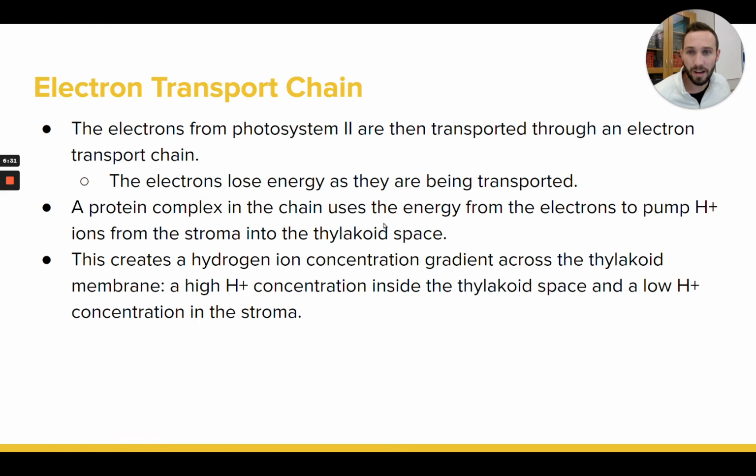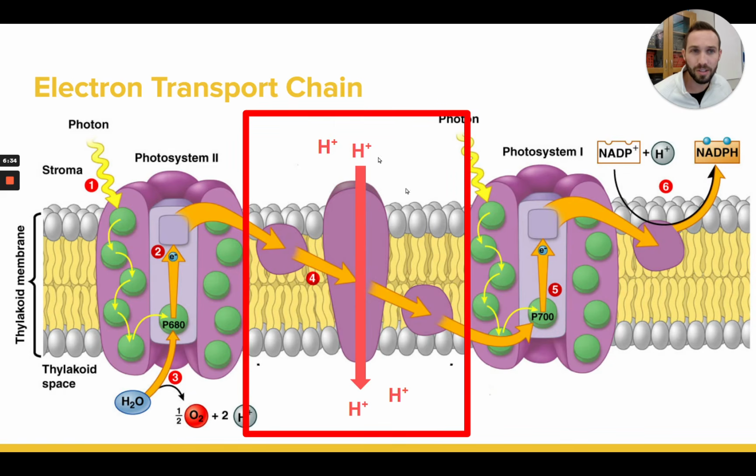In the electron transport chain, which I'll show in this picture here, we take these high energy electrons that got energized in photosystem 2, and we pass them through these proteins, and one of those proteins is going to use the energy from those electrons to pump hydrogen ions against their concentration gradient, which is exactly what we were doing in cell respiration. In the electron transport chain, we were using the energy from those high energy electrons to pump hydrogen ions against their gradient. That's what's happening here. This protein is going to take some of that energy and move these hydrogen ions against their gradient.